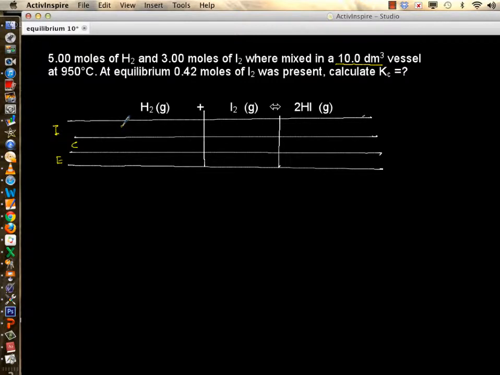Initially, I have 5 moles of hydrogen, and I have 3 moles of iodine. And of course, none of hydrogen iodide. Then it's stoichiometry. X moles of hydrogen is removed and reacted with X moles of iodine to give you twice as much, 2X moles of hydrogen iodide. So 2X, 5 minus X, and at equilibrium is 3 minus X.